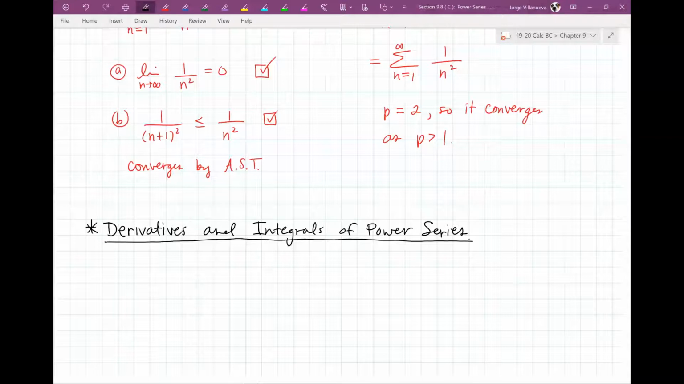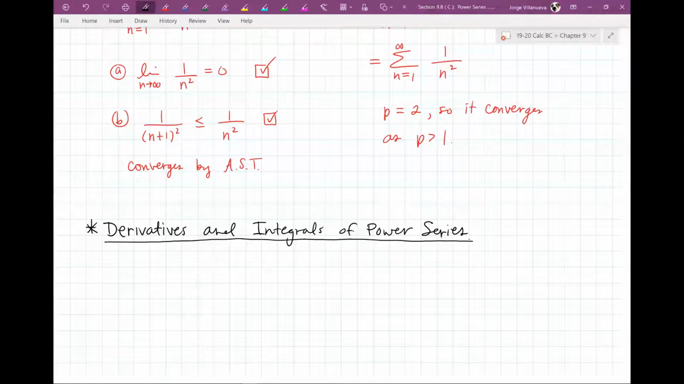One thing you'll notice is that the interval of convergence usually doesn't change between derivatives and integrals of the original power series. So in other words, if the original power series had an interval of convergence of -3 to 3, its derivative will too, and its integral will too. The only thing that's different is the endpoints may not converge in the same manner.